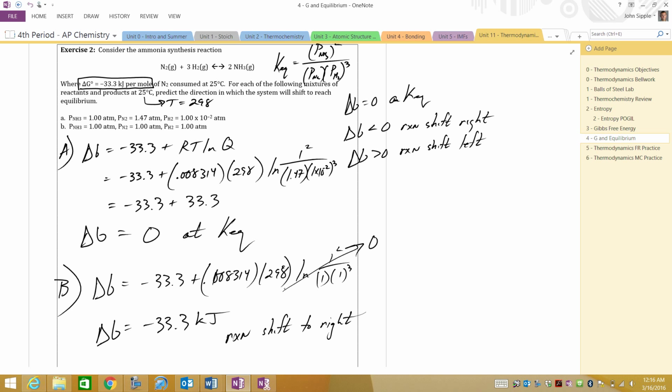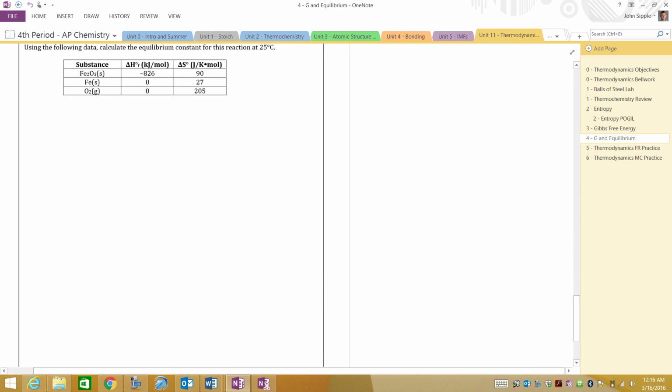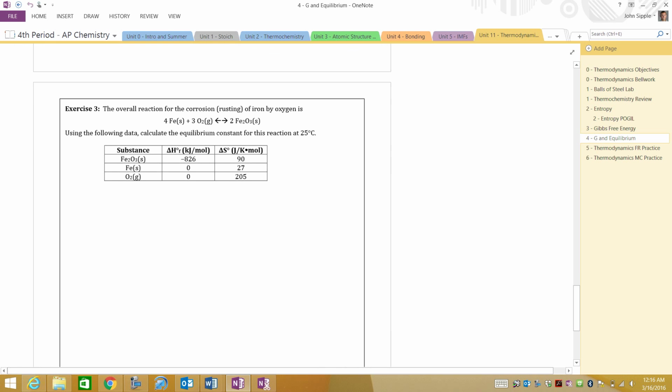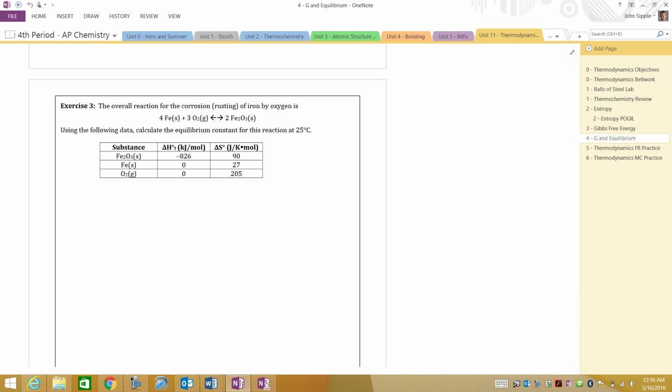All right, final problem. We got one more to work here. Okay, and they give us the overall reaction. Hey, rust. We all know this reaction is spontaneous, right? So let's try and calculate delta G standard for this guy. That's ultimately what they want us to do here. So remember, we want to find the equilibrium constant for this guy.